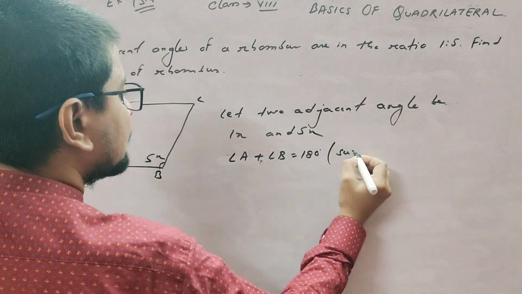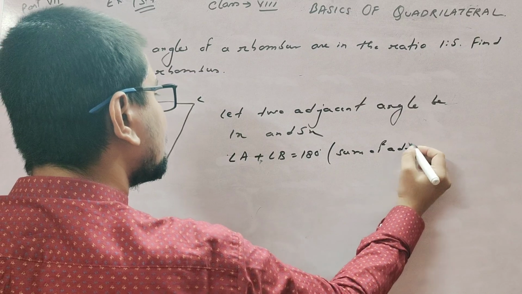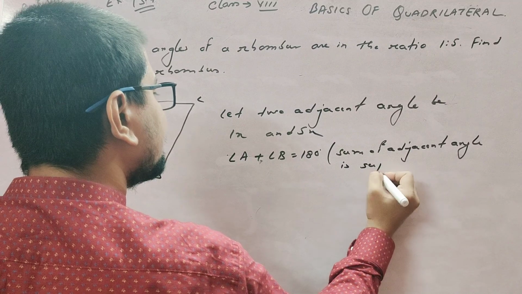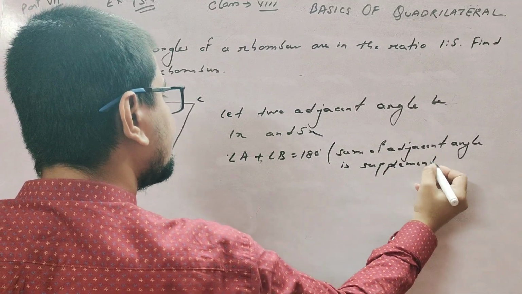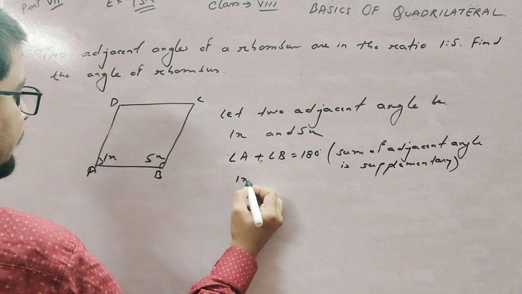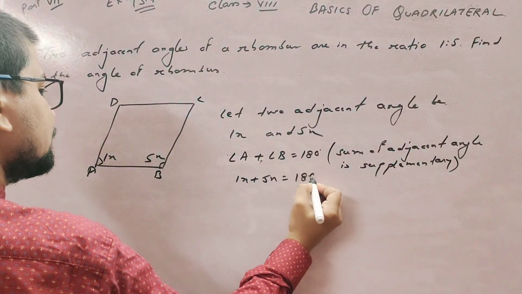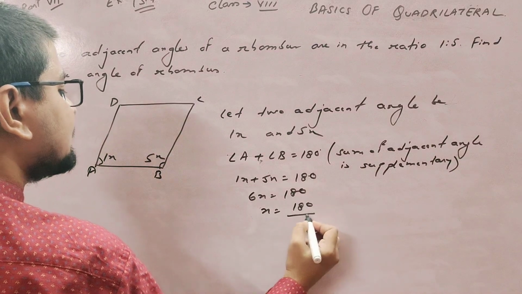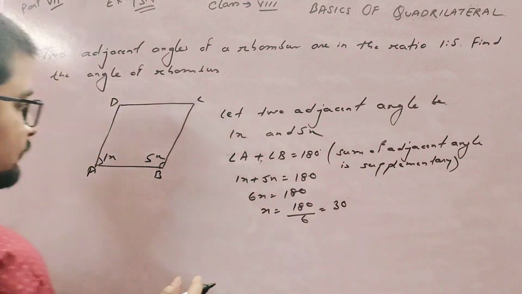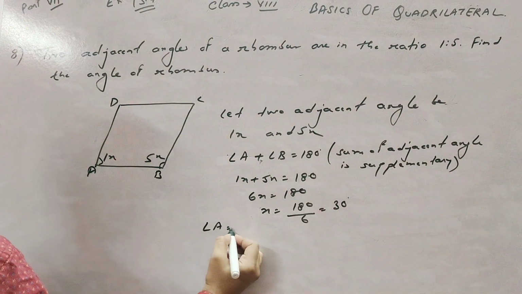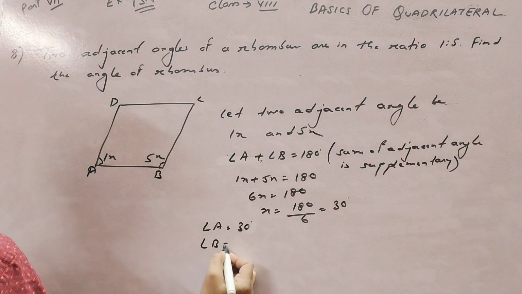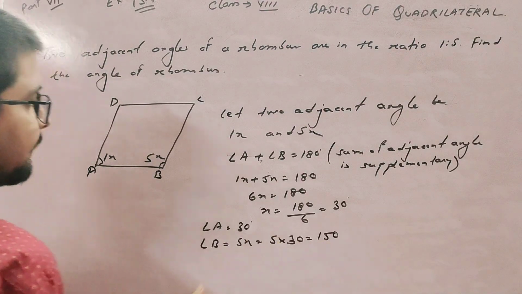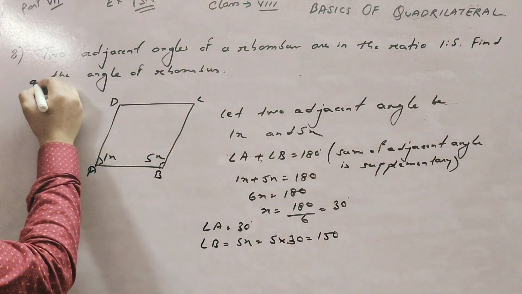Reason? Sum of adjacent angles is supplementary, because supplementary means what? 180 degrees. So 1x plus 5x equals 180, 6x equals 180, x equals 180 by 6, that is 30 degrees. So angle A is 30 degrees, angle B is 5x, that means 5 into 30 is 150 degrees. Find all the angles of the rhombus.